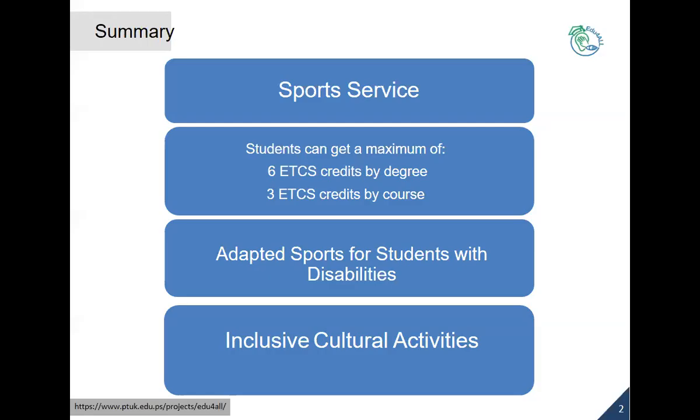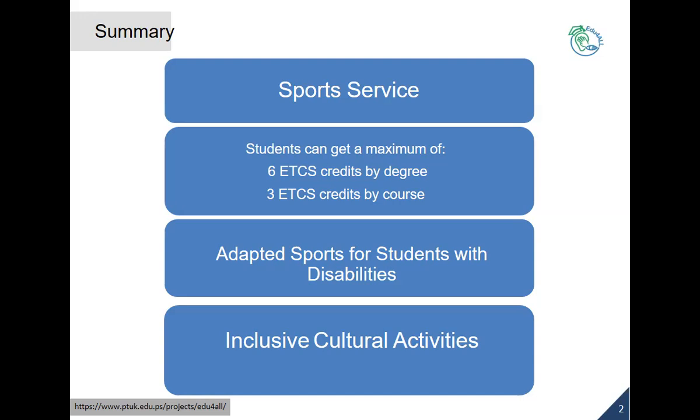Okay. So, 10 minutes. We have been commenting that this university promotes inclusion in all the activities. The Basque population likes doing exercise and sports a lot, and the university promotes this also. There is a program where students can get a maximum of 6 credits per degree doing sports activities. They can get 3 credits per course.